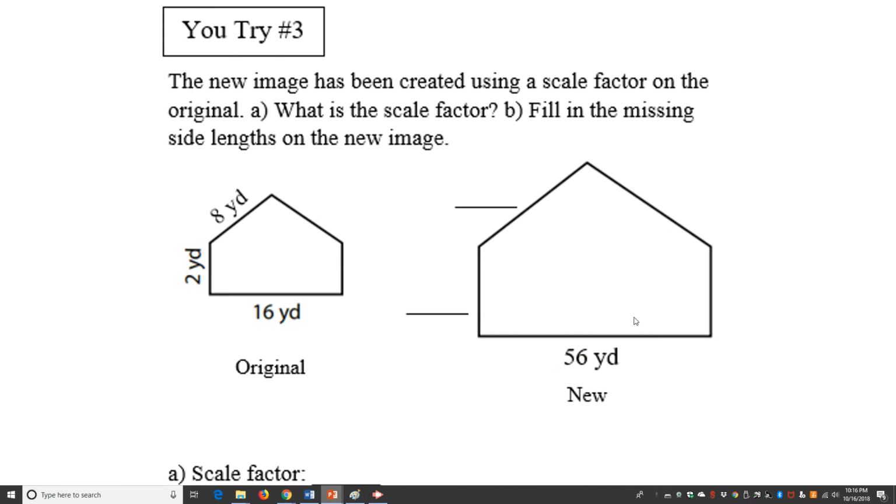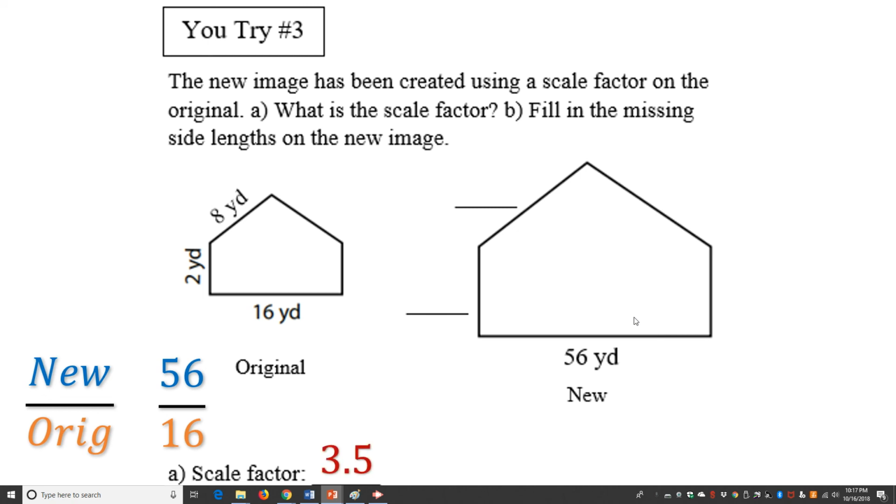U-try number 3. So we have an original that's getting enlarged. So the new is 56 and the original is 16. If we divide by 16, the scale factor is 3.5. Therefore, we take 2, multiply by 3.5 to get 7 yards. And we take 8 and we multiply by 3.5 to get 28 yards.